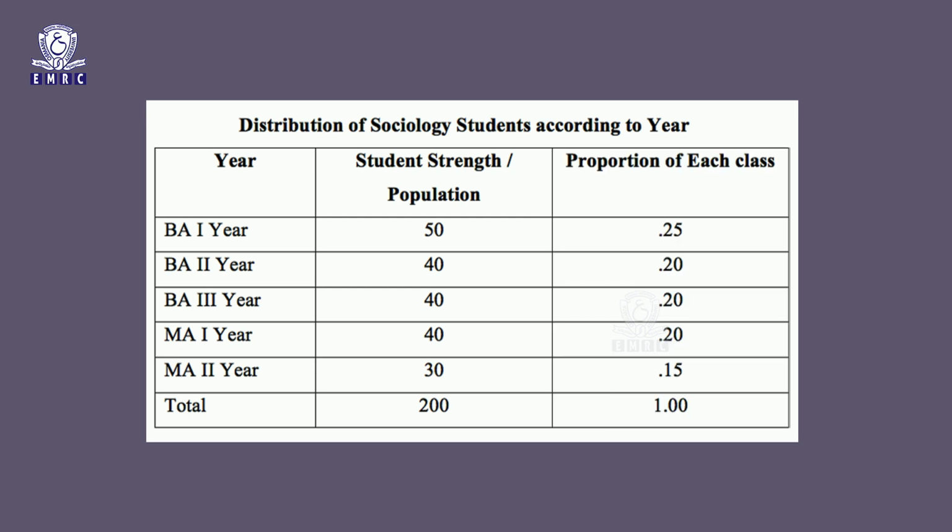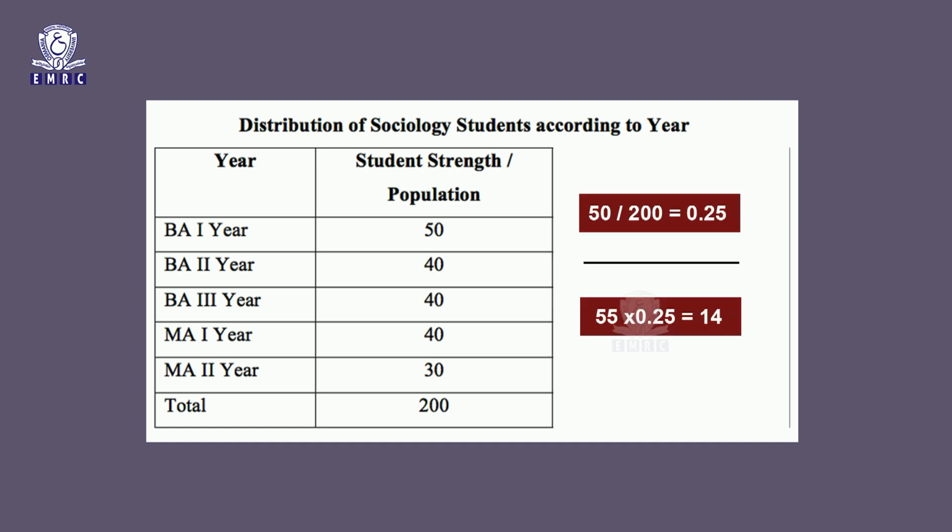Further, the researcher decides to have a sample of 50 students. First, he determines the proportion of students in each class. Then he calculates the composition of the sample, taking each proportion of stratifying characteristics in the population and multiplying it by the desired size of the sample. Thus, he multiplies 50, the desired sample size, by 0.25.